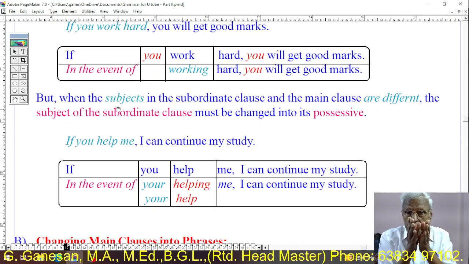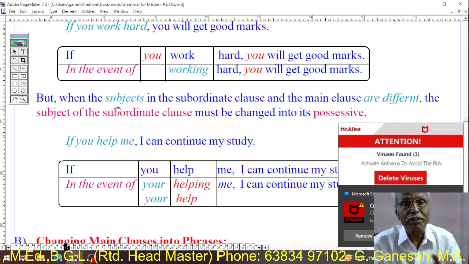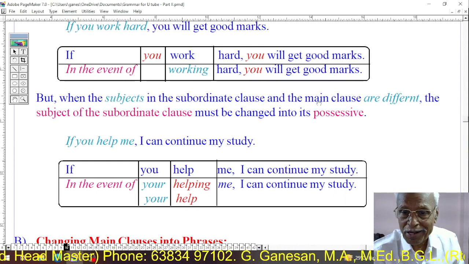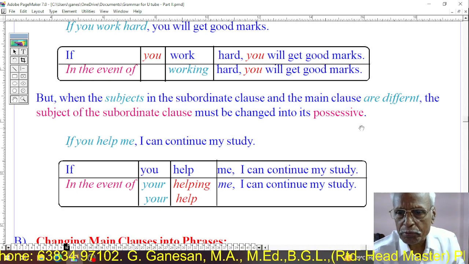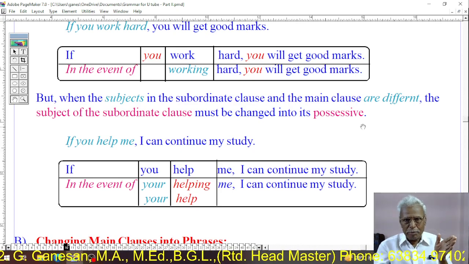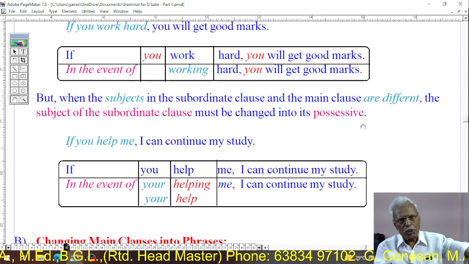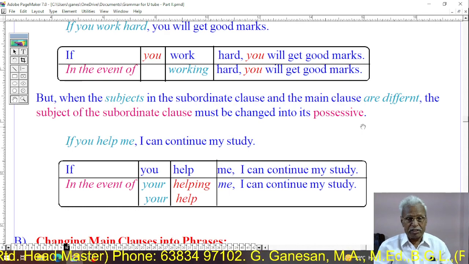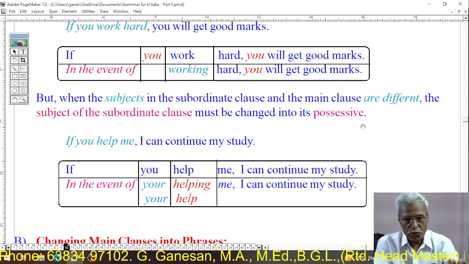But when the subjects of the two clauses, subordinate clause and main clause, are different, the subject of the subordinate clause must be changed into its possessive. Dear students, when the subject in both the subordinate clause and main clause are the same, the subject in the subordinate clause can be totally removed. But when the subjects are different, the subject in the subordinate clause should be changed into its possessive. You see?